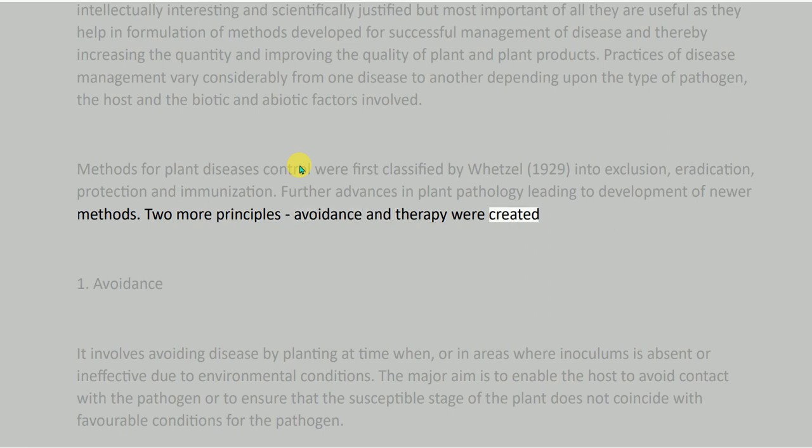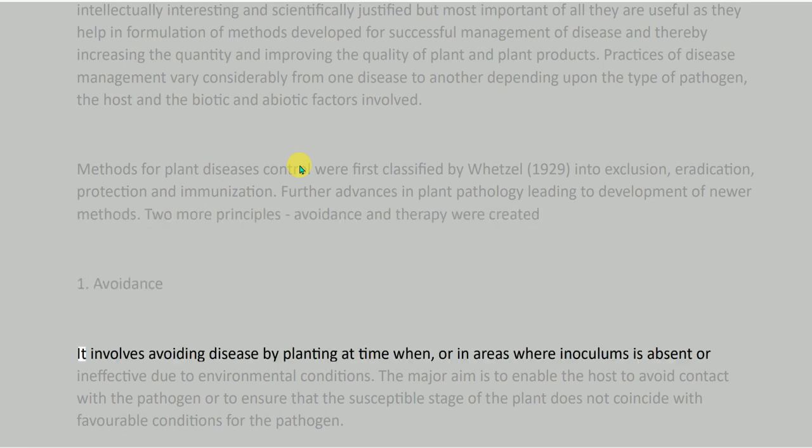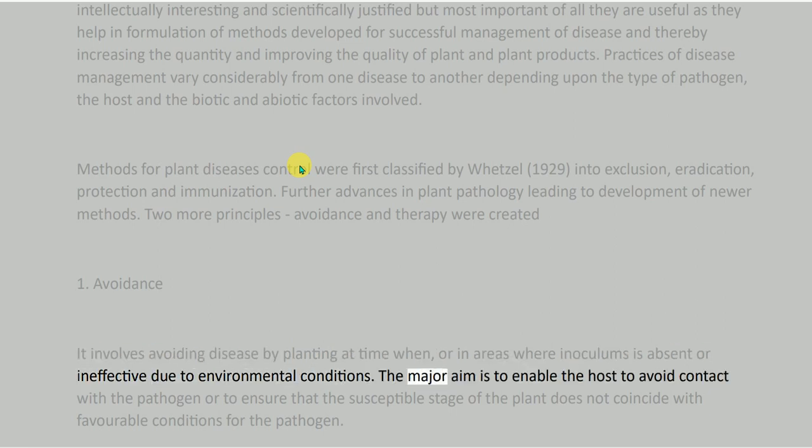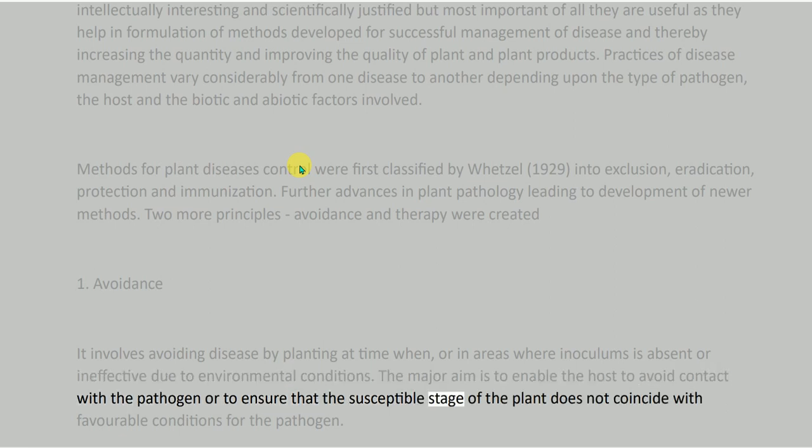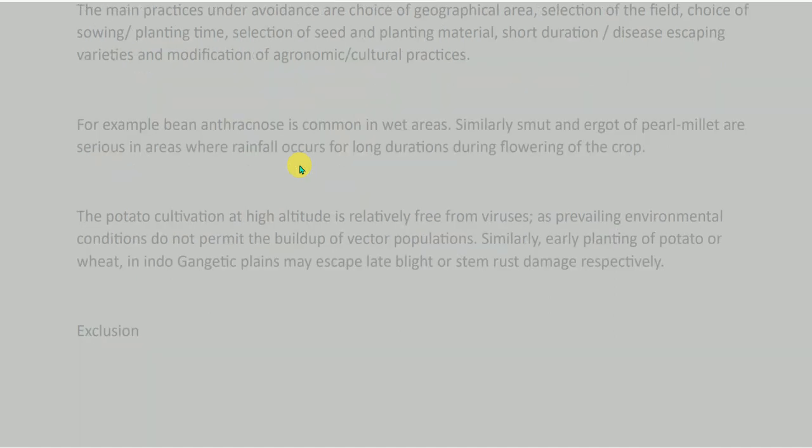1. Avoidance. It involves avoiding disease by planting at a time when, or in areas where, inoculum is absent or ineffective due to environmental conditions. The major aim is to enable the host to avoid contact with the pathogen or to ensure that the susceptible stage of the plant does not coincide with favorable conditions for the pathogen. The main practices under avoidance are choice of geographical area, selection of the field, choice of sowing or planting time, selection of seed and planting material, short-duration disease-escaping varieties and modification of agronomic cultural practices.